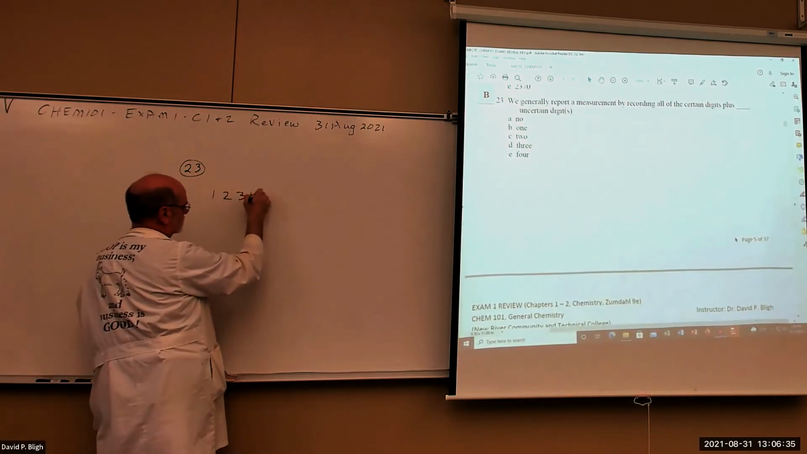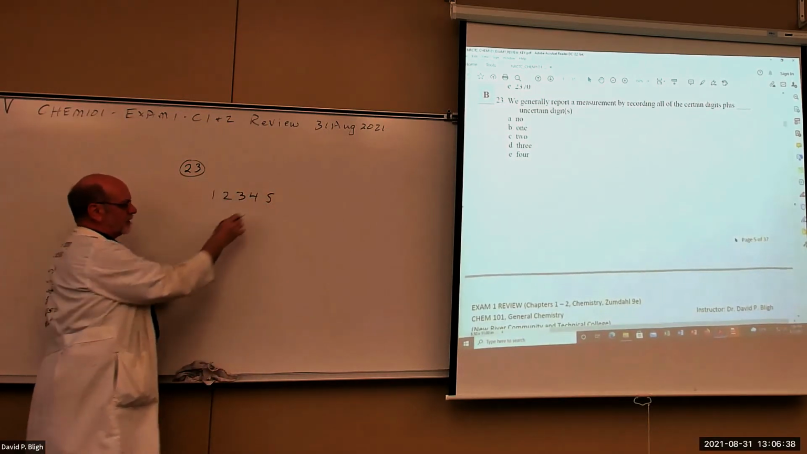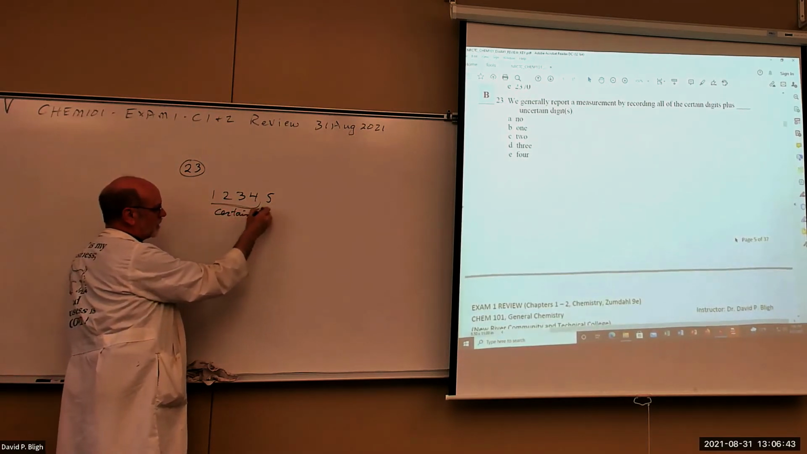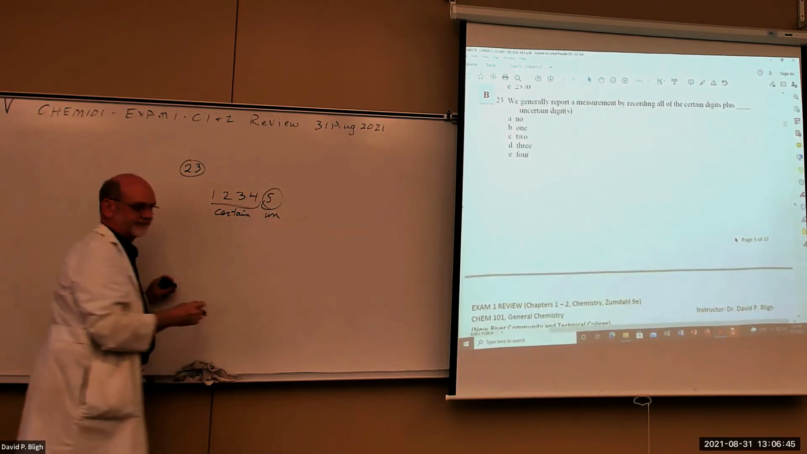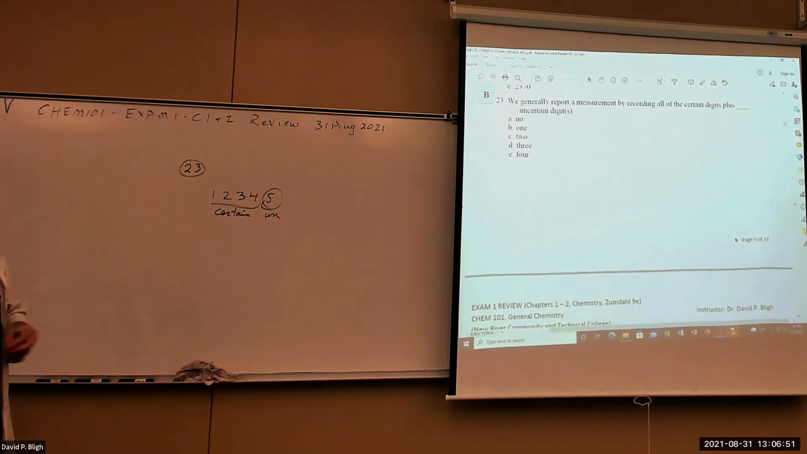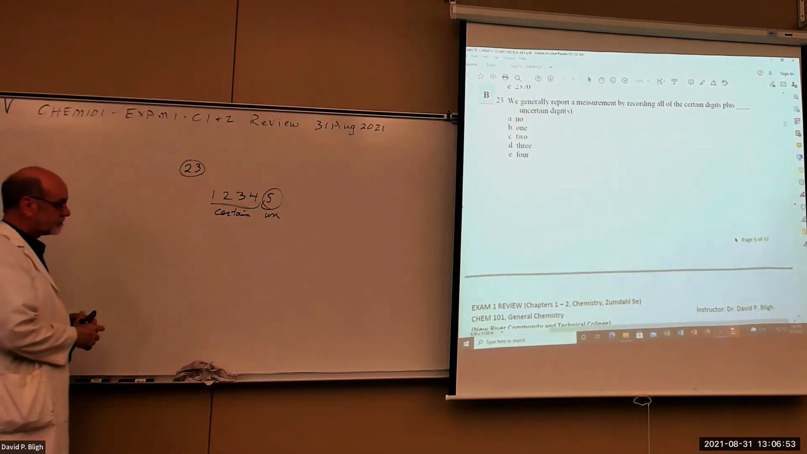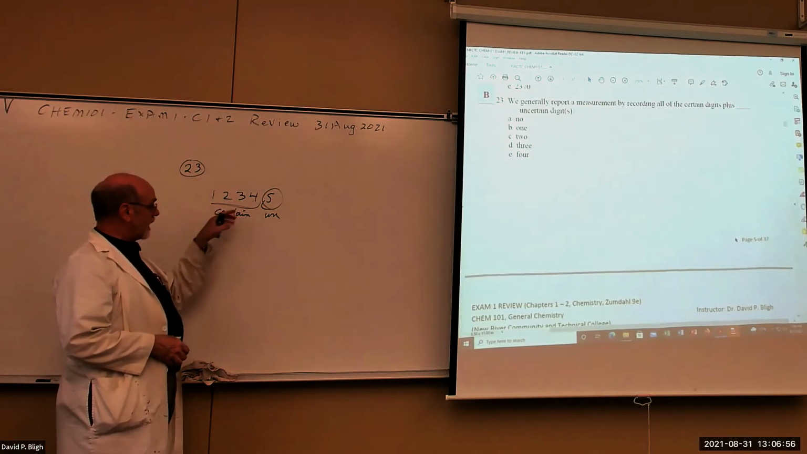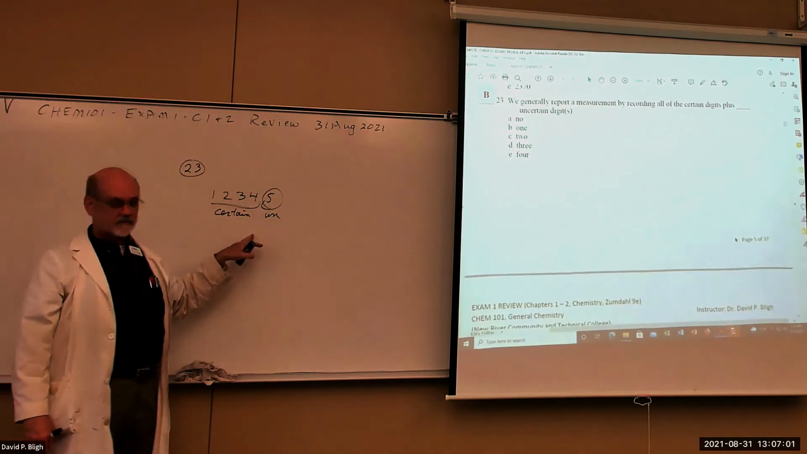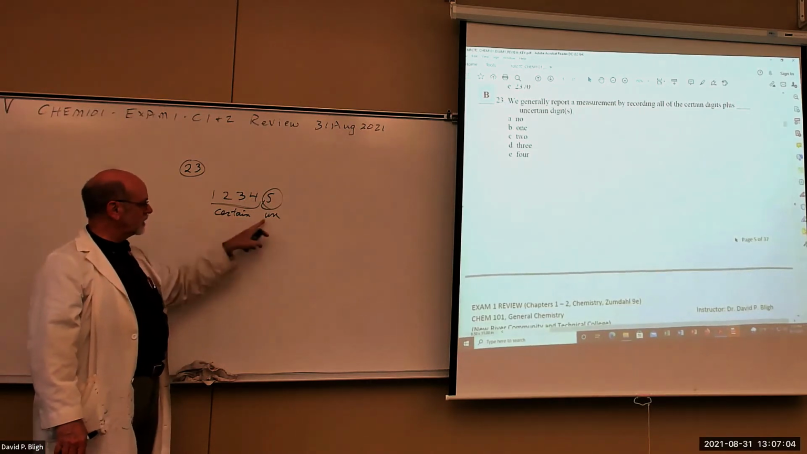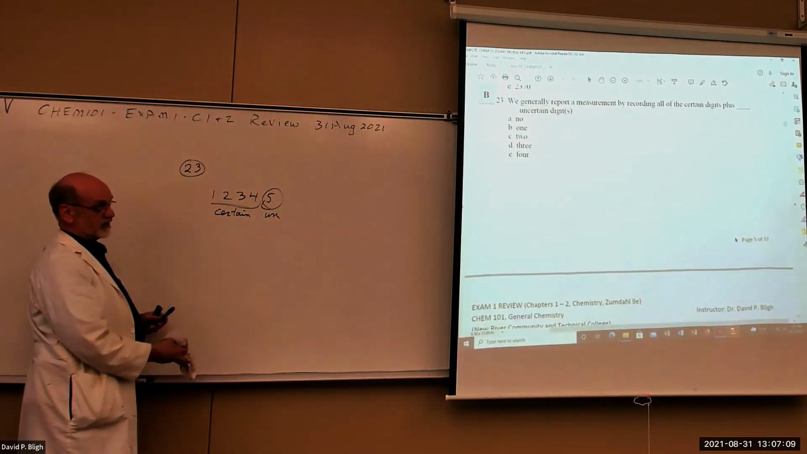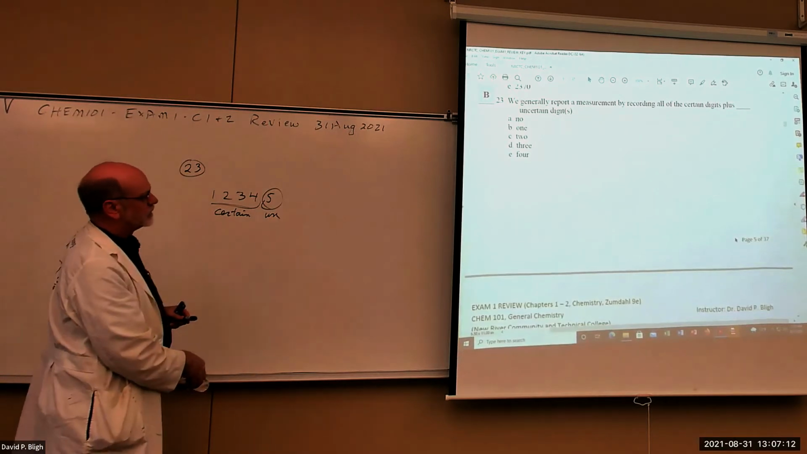Just for example, if I write that, these are certain. This one is uncertain. That's by convention. We always write numbers that way. Now, if we write it that way, 1, 2, 3, 4, 5 significant figures here, which gives us 4 certain and 1 uncertain. But they're all significant because they're all non-zero. So that's what? B.